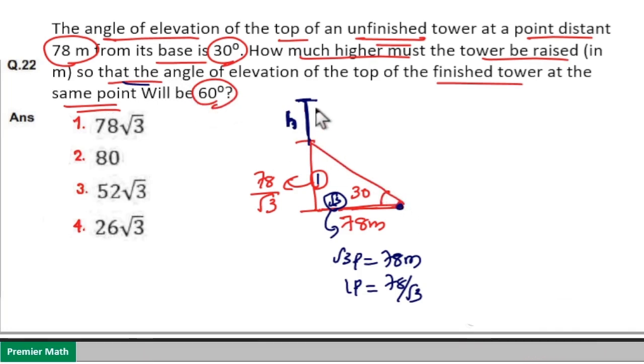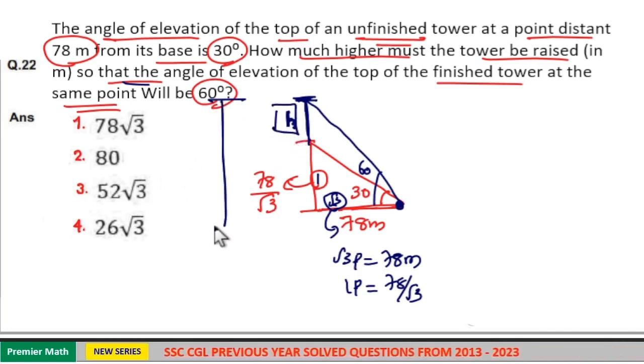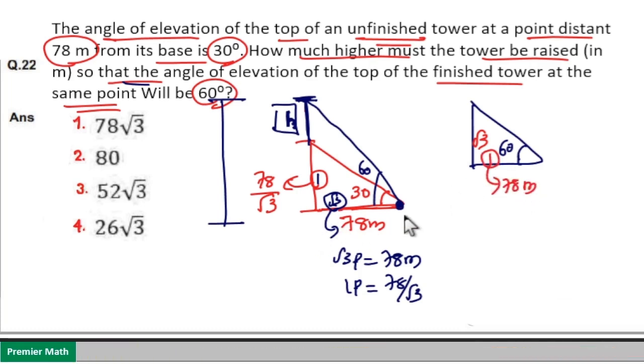That is, from the same point to the new height, angle of elevation is 60 degree. So then we have to find out what is h here. That is, here this is the new height, total height. Now if you take 60 degree as the angle of elevation, tan 60 is equal to root 3 by 1. Which means here one part is 78 meter, which is base length. Now root 3 part is equal to 78 root 3.